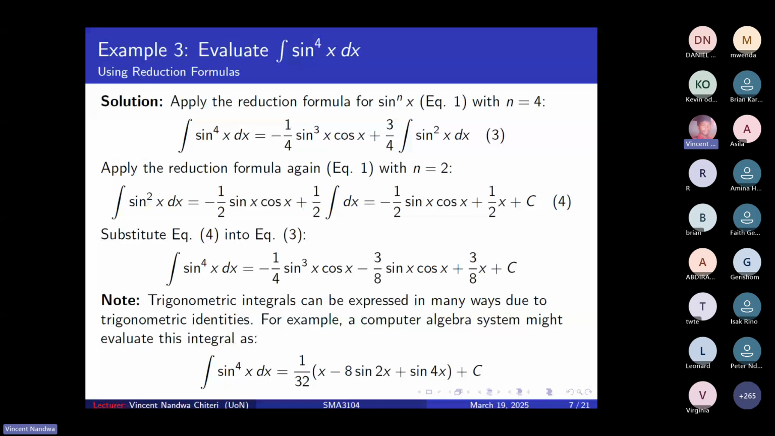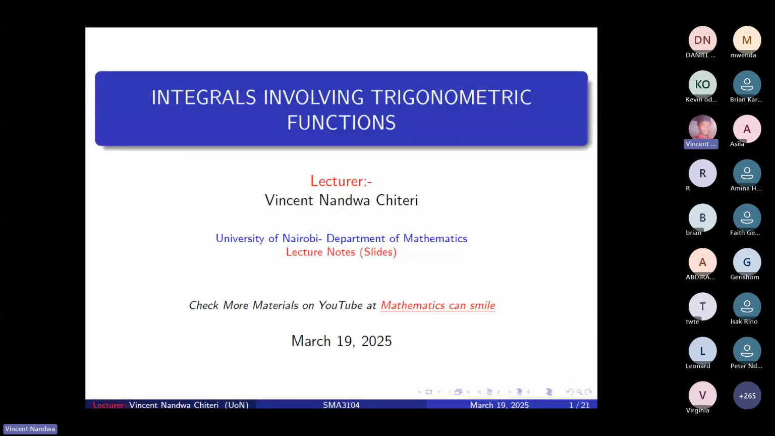So I say that the objective is to discuss how to evaluate integrals involving trigonometric functions.